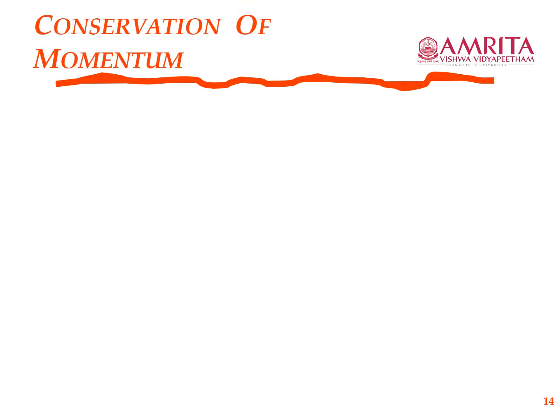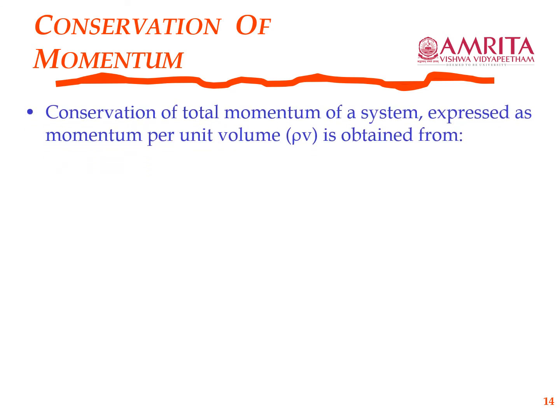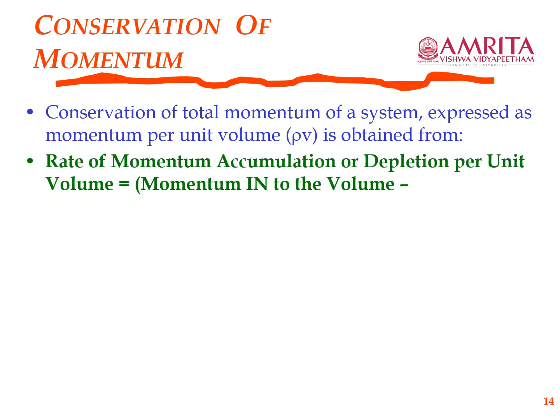Now, the next thing is conservation of momentum. Again, we have to look at momentum per unit volume. That is simply rho into V. Mass into velocity is momentum, and momentum per unit volume is simply rho into V. Now you look at the rate of momentum accumulation or depletion in a unit volume, which is equal to momentum into the volume minus momentum out of the volume by convection. This term captures the net addition of momentum into a volume by convection.